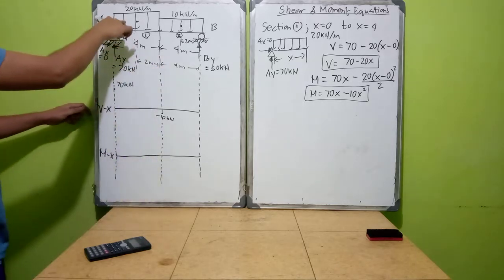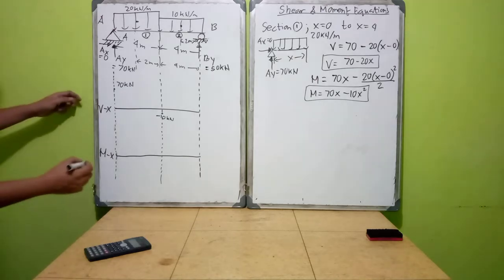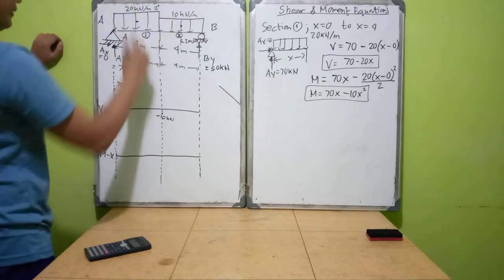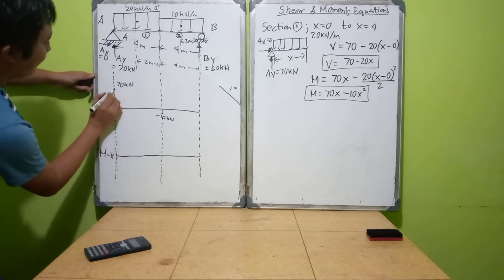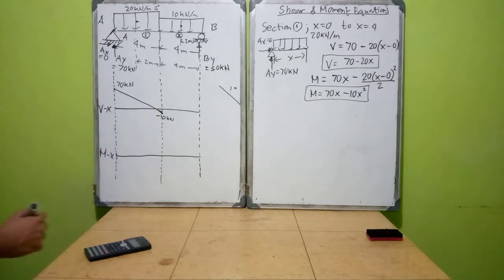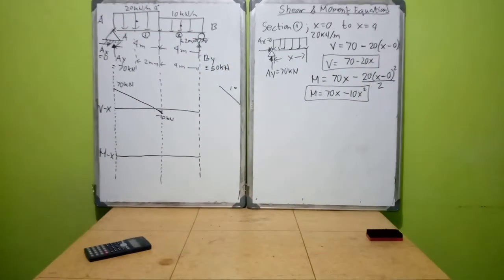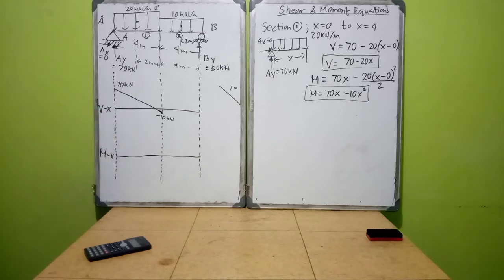So, since this is a distributed load, according to what I have discussed in part 1 of this lecture series about shear and moment equations, since the load is a 0-degree curve, a horizontal line, the shear should be 1 degree, which is this. So, you can write its shear as this, a straight line. Start at 70 and ends at negative 10. It has a constant slope of negative 20. Okay? So, remember your algebra. Negative 10 kilonewton.